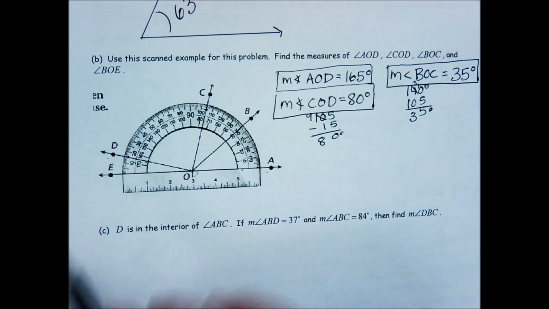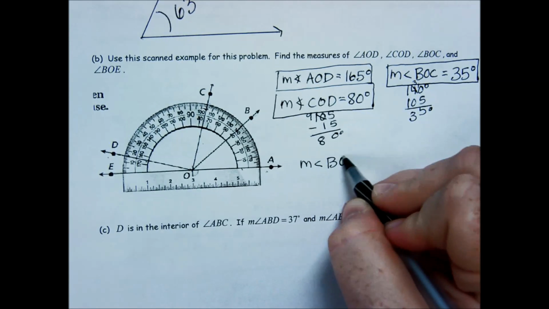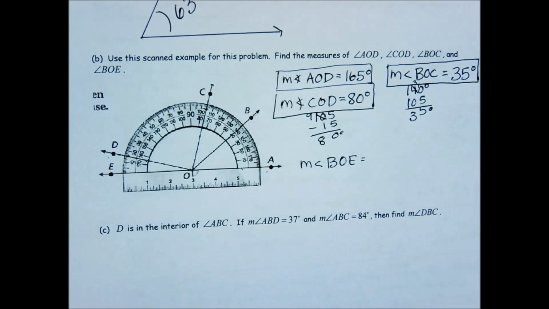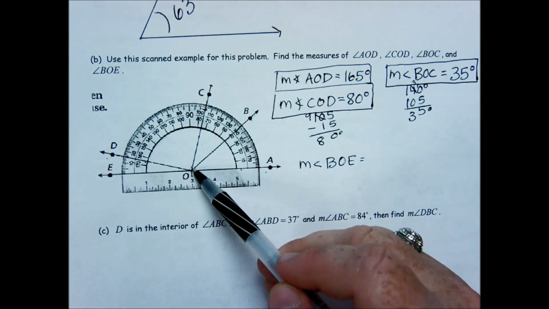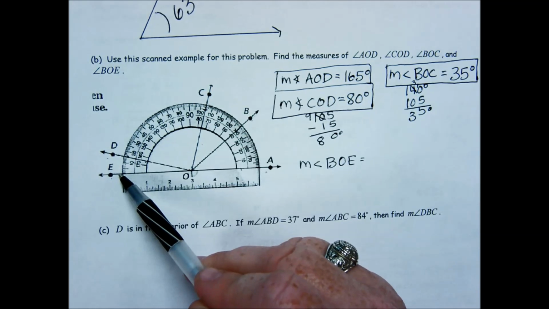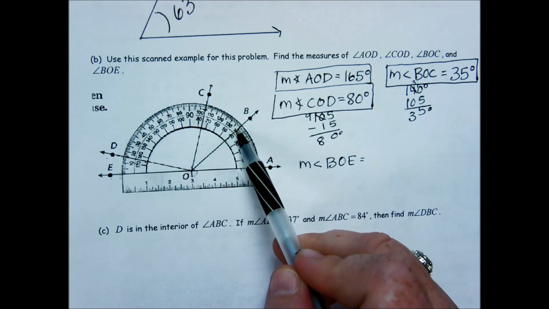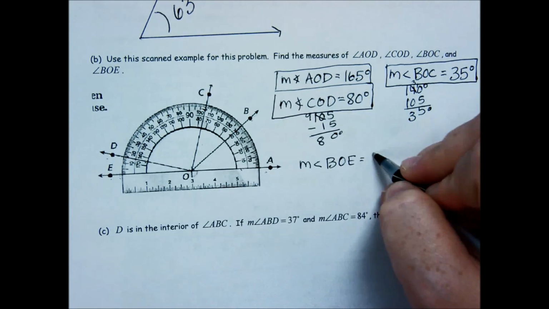And the last one that we're going to do is the measure of angle BOE. So going from B to O to E. Well, E starts at 0, so I can start from here and go all the way around and see that angle BOE is 140 degrees.